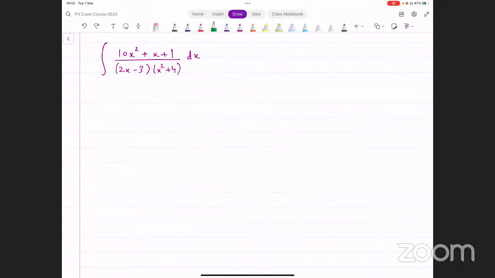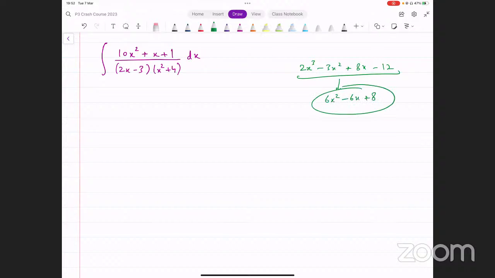We could check that. If we were to simplify the denominator, that would give us 2x cubed minus 3x squared plus 8x minus 12. Now, what's the derivative of this? The derivative is 6x squared minus 6x plus 8. Can we have that in the numerator somehow by multiplying or dividing by a constant? Well, we can't. So we can't have the derivative of the denominator in the numerator here. So the log rule does not work.